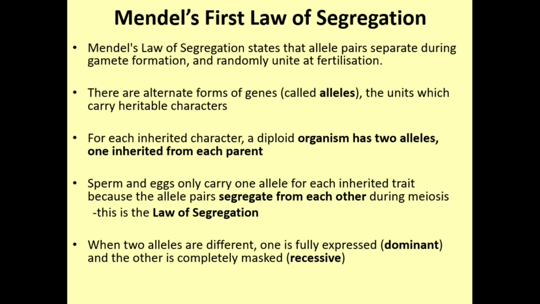Typically, the recessive one will still code for the production of a protein. There are examples where that doesn't happen, but typically the recessive allele will still produce a protein, but that protein isn't quite as effective at doing its job as the dominant one. So in the case of Mendel's pea plant flower color, the purple allele is dominant over the white allele because we see the dominant one expressed fully, whereas the white is completely masked, so it is recessive.